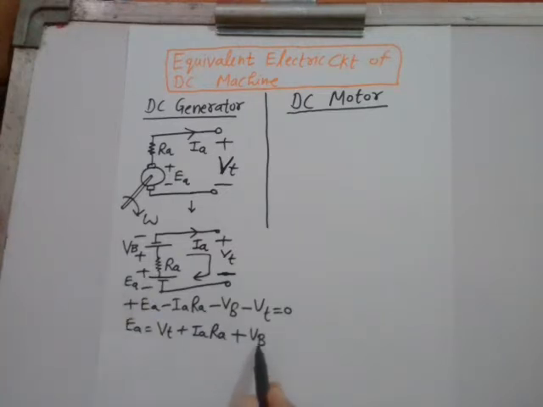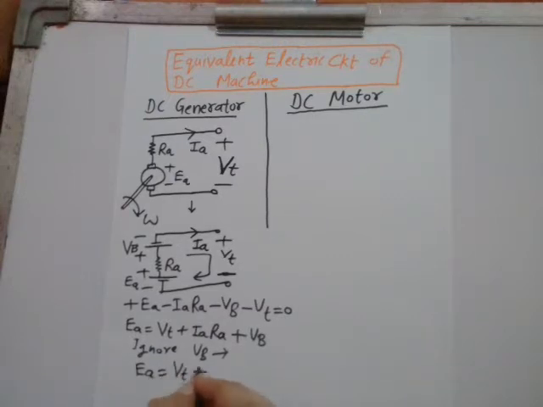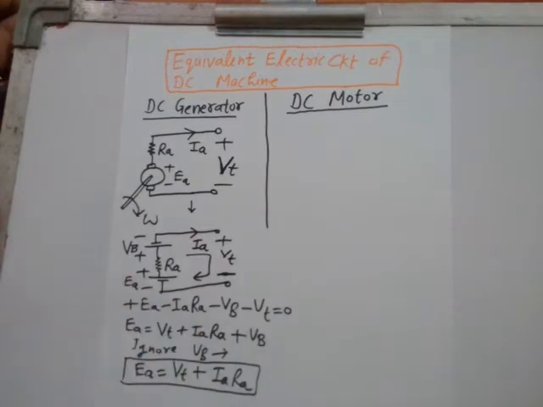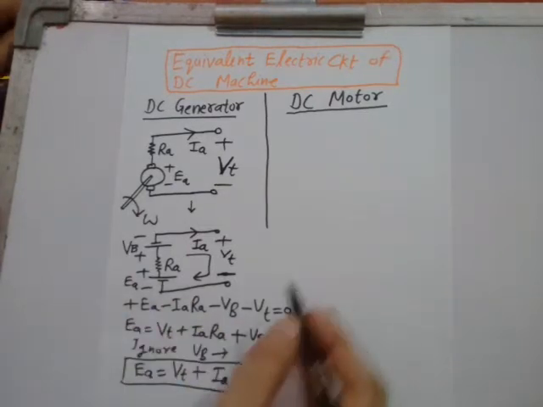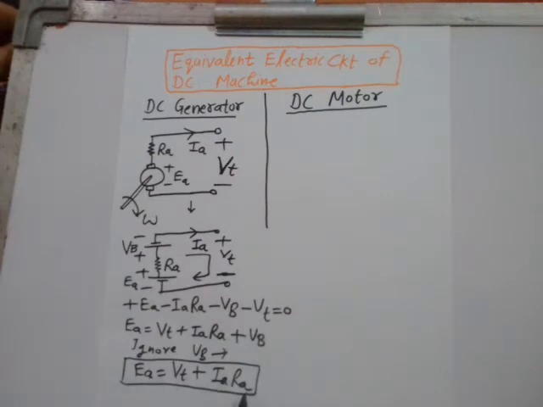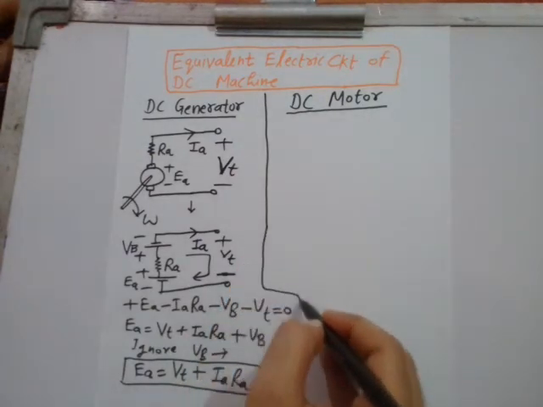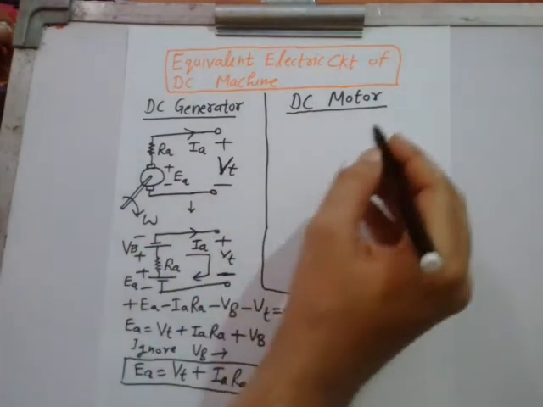If you ignore this brush voltage drop, which is very small, 1 or 2 volts, then the equation will be EA is equal to VT plus IARA. You understand now? So this is the equation for the DC generator. The circuit equation of the DC generator is EA is equal to VT plus IARA. I will tell you the trick. First, let me explain for the DC motor.